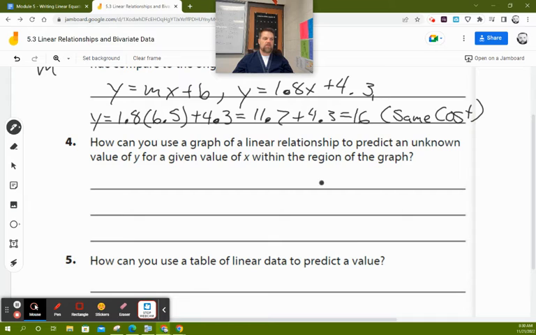Let's look at problem number 4. How can you use a graph of a linear relationship to predict an unknown value for y for a given value within the region of the graph? So let's think about that. It says, how can you use the graph of a linear relationship to predict an unknown value?